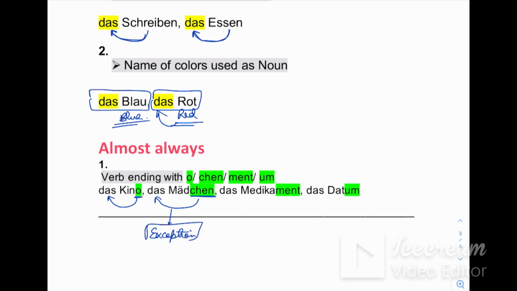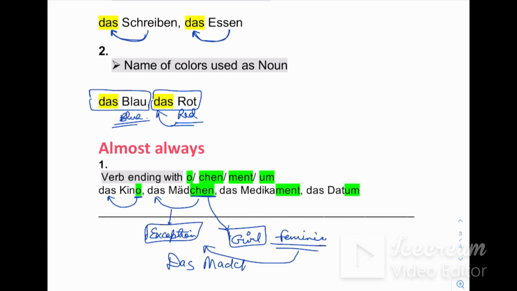Mädchen means girl. The gender of girl is feminine, but this is an exception, that's why we put das here. So always remember, Mädchen takes das. Many times when students do A1 they write die because they just consider it feminine, but it's wrong, it is das because it's an exception. Das Medikament, again ment ending, so das. Das Datum, um ending, das.